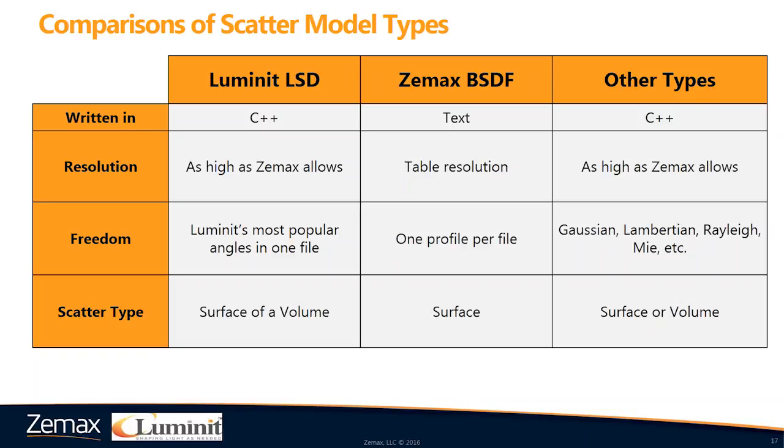As far as scatter types, Zemax BSDF is a surface type of scatter. The other types in Zemax come in both varieties of surface or volume. Ours is a pretty particular type, meaning that you have to have it associated with a volume, but it is a surface scatter. Okay, so now we're ready for the video.